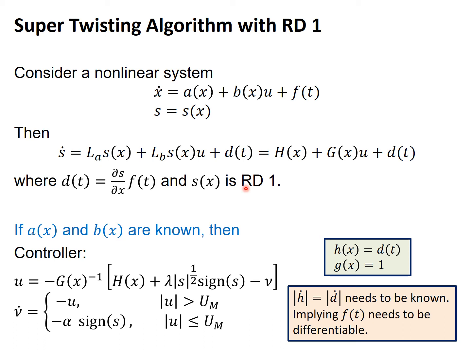However, in most practical cases, this uncertainty, this disturbance that comes in, is not a very high frequency disturbance. It is a low frequency one, and whenever you have a low frequency signal, that means it has some smoothness associated with it, so it will be differentiable in nature. So normally practical uncertainties are differentiable in nature, so this will work. So no problem with this assumption.